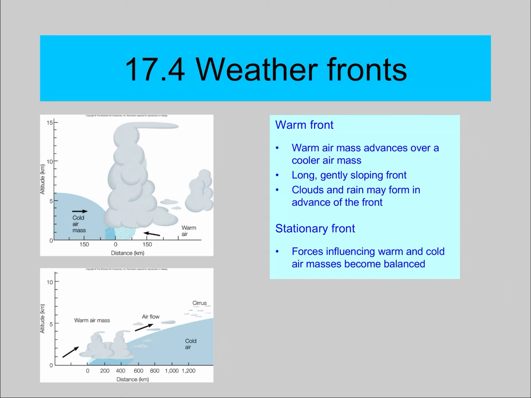Now, a stationary front, on the other hand, is where the forces influencing the warm and cold air masses become balanced and it kind of holds off there. Sometimes these are where we have the periods of lots and lots of rain that causes problems in Bossier City. I think 2 or 3 years ago now, they received so much rain that there was intense flooding. And that's because the air masses were both of equal power and just kind of stalled out over the area and just dropped a lot of rain.